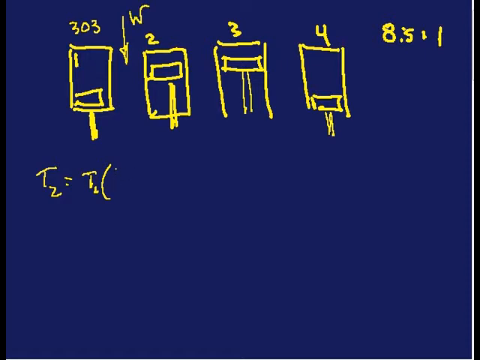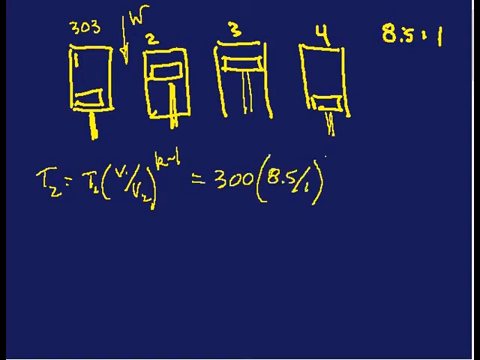T1 times V1 over V2 to the k minus 1 equals 303 times 8.5 over 1 to the 1.4 minus 1. That's what you'll get if you use the data to get the k. Cp over Cv, k, is 1.4. This comes out to T2 is equal to 713.